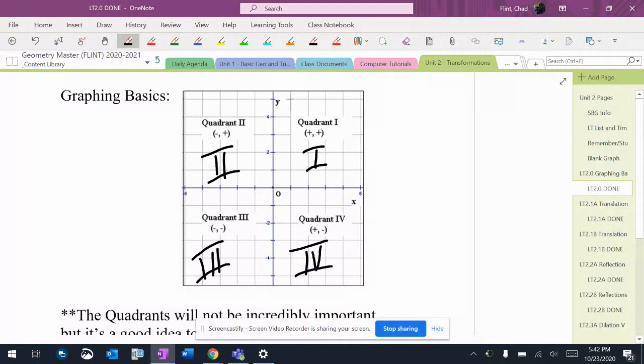It's not vital that we know these, but probably there's a chance that you're going to get a question at some point that says, hey, which of these translations, reflection, whatever, will result in something ended up being in quadrant one or whatever. And if you don't know what the quadrants are, you can't answer the question. So it's a good idea to know what quadrants are in there.